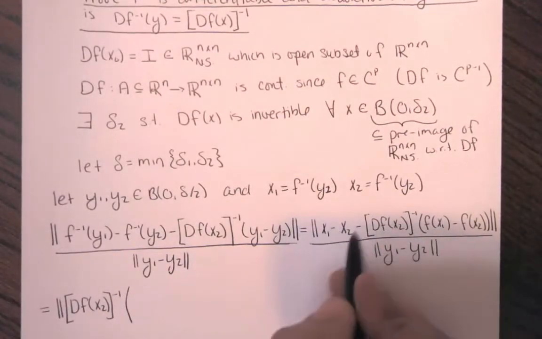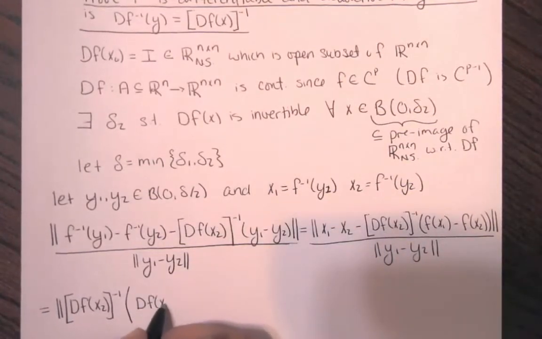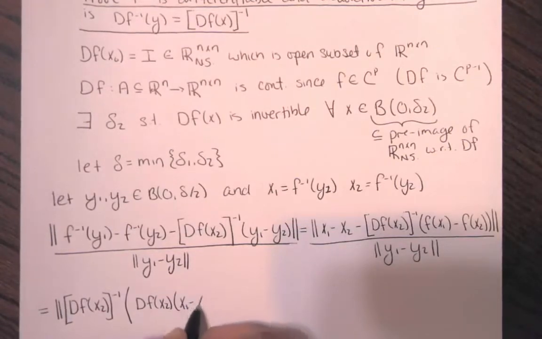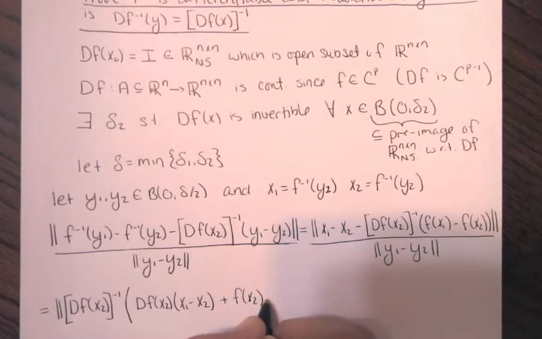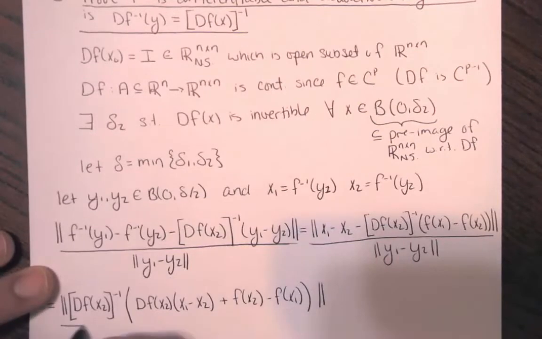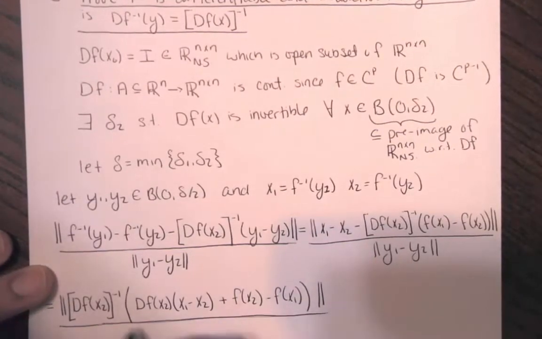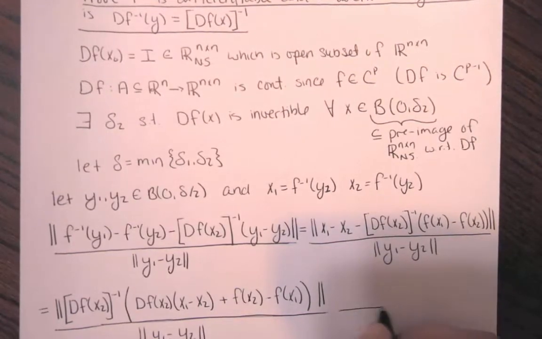Since I'm factoring out of the whole term, I have to multiply this by the inverse of this inverse, which is just the derivative matrix at x2, plus f of x2 minus f of x1, divided by y1 minus y2. Now we can kind of see where we're going. We know that this, if I divide by the norm of x2 minus x1, is going to converge to 0 because f is invertible. But I need x1 minus x2 in the denominator. So, well, let me multiply and divide by that then.